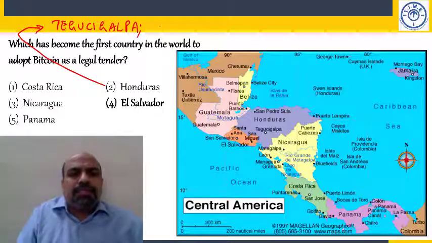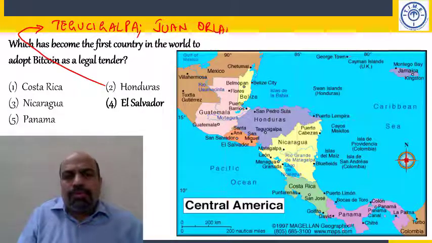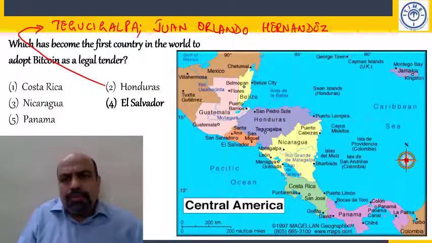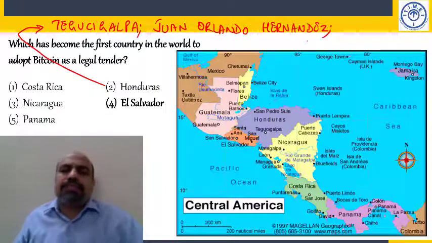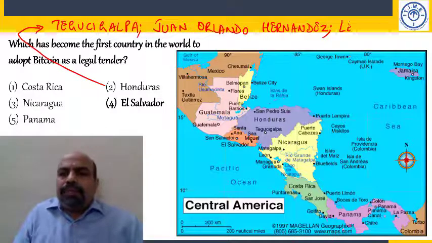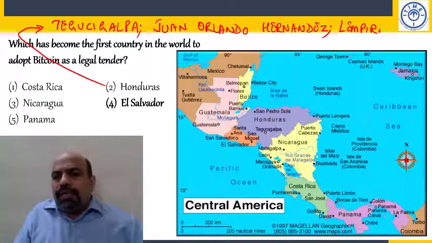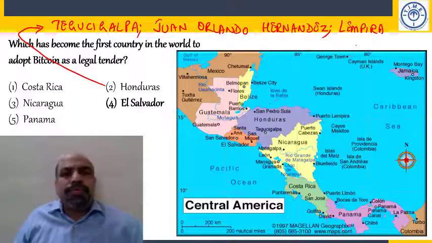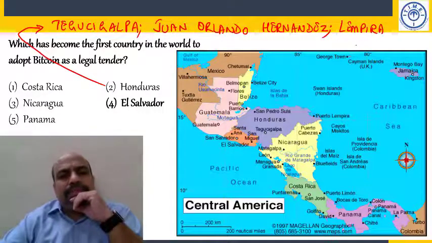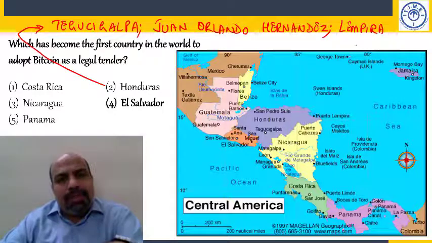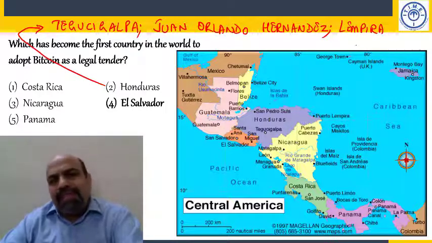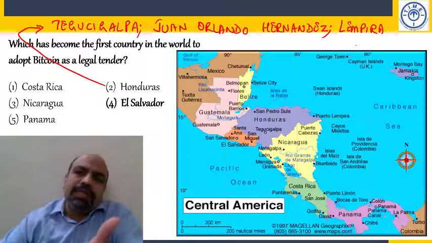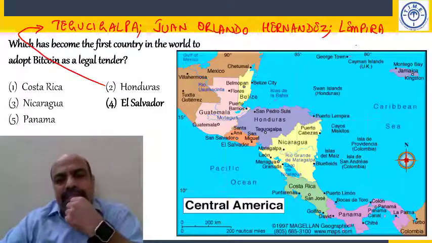And the president is Juan Orlando Hernandez. Lempira is a currency. Lempira. So Tegucigalpa is the capital of Guatemala. Juan Orlando Hernandez is the president. Lempira is the currency that Hernandez gets his salary in.